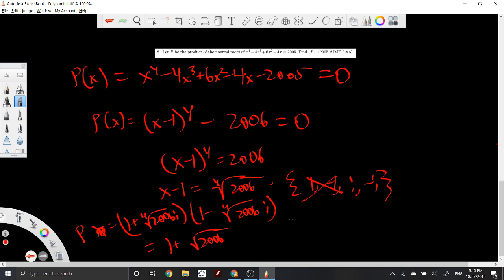And so what we do from here is we say, okay, 2006 is between 44 squared and 45 squared. And so the floor of it equals 1 plus 44 equals 45.